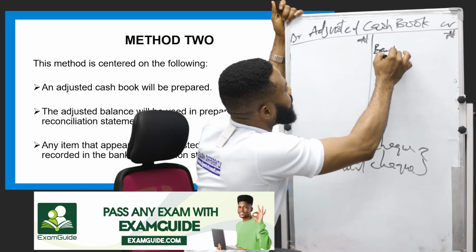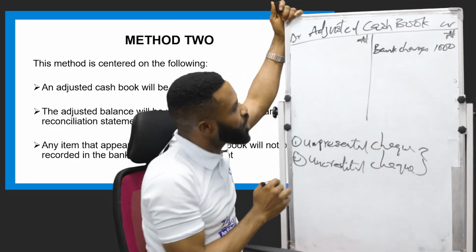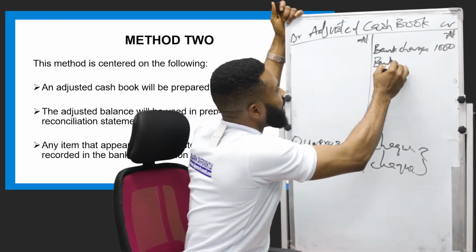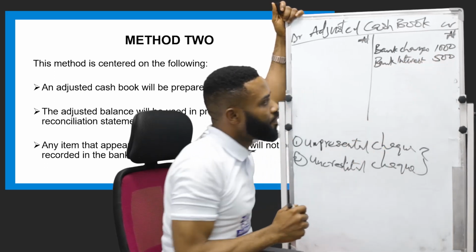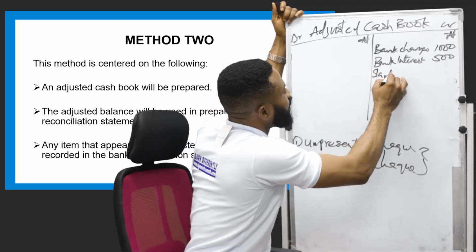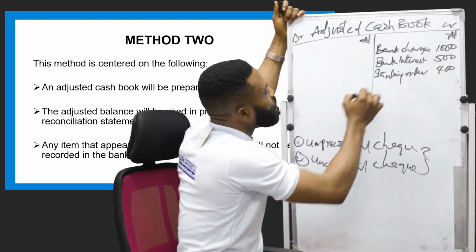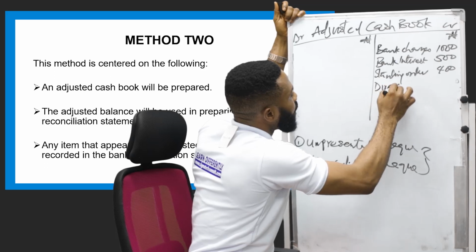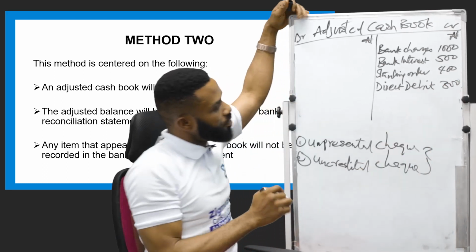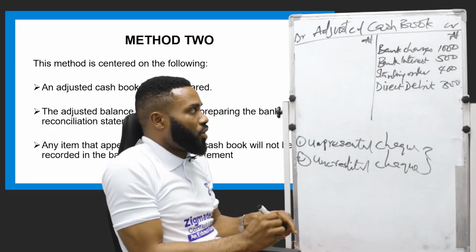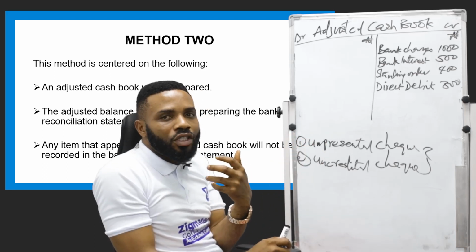Number one, we call it bank charges. Let's assume it's 1,000. The next one is bank interest. Let's assume it's 500. The next one is standing order. Let's assume it's 400. And then what we call direct debit. Let's assume it's 300.